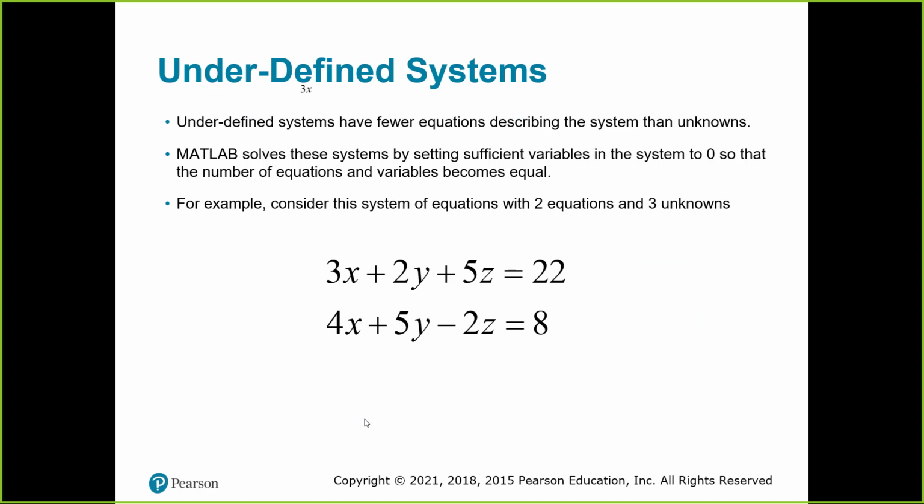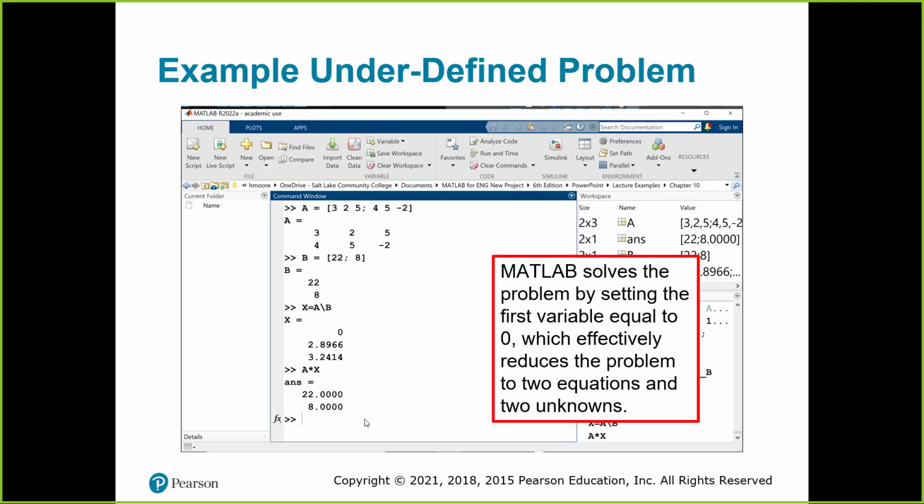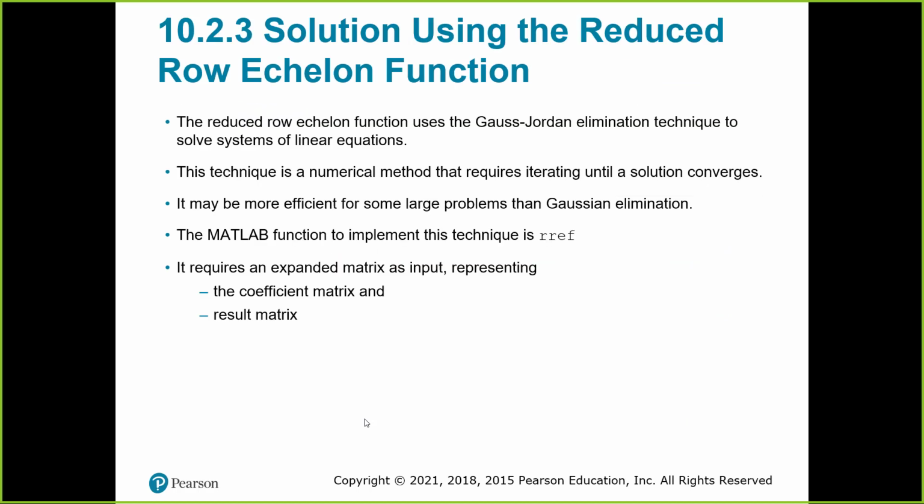And then undefined systems, if you don't have enough equations for your unknowns, it basically will consider it as two equations with three unknowns, and it'll add zeros in for variables until they become equal. So it's an iterative process, and it just goes in and out until it reduces it to two equations and two unknowns, and then it solves it.